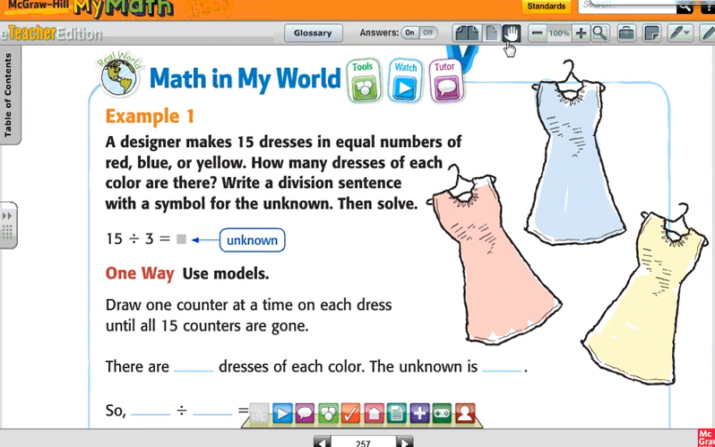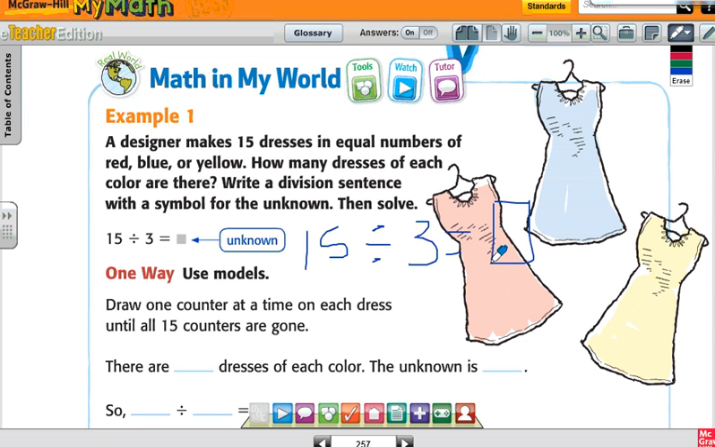So the example says, a designer makes 15 dresses in equal numbers of red, blue, and yellow. How many dresses of each color are there? Write a division sentence. It says write a division sentence with a symbol for the unknown, then solve. So I have 15 dresses, right? And I'm going to divide them into 3 groups, and I want to know how many dresses of each color she is going to make.